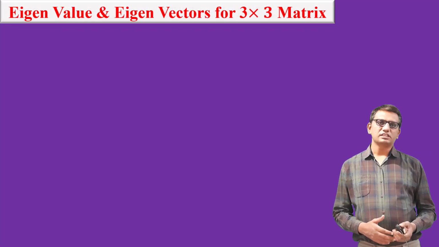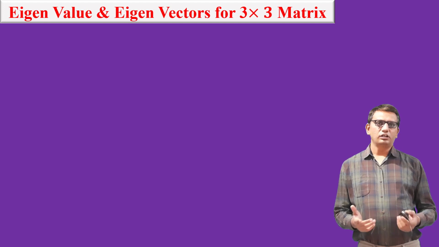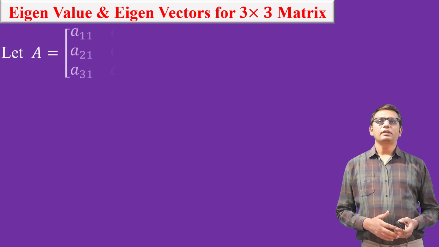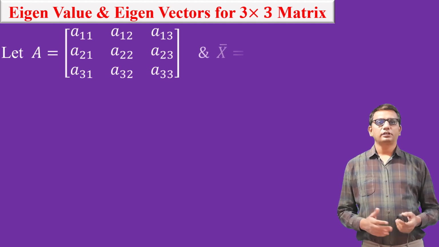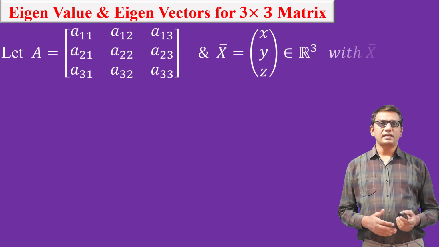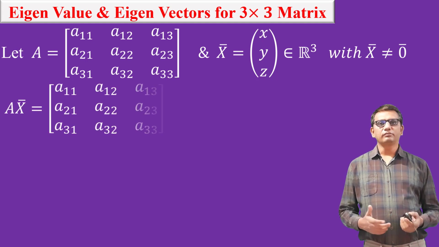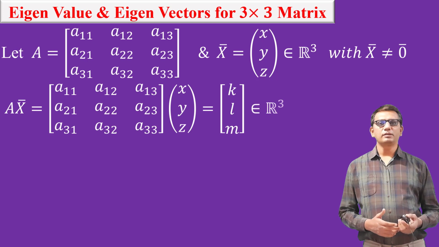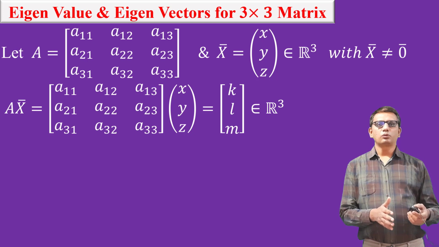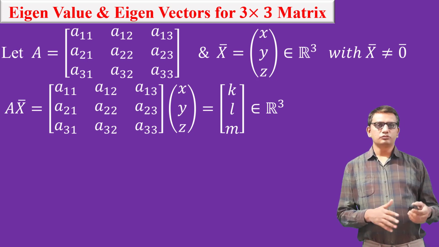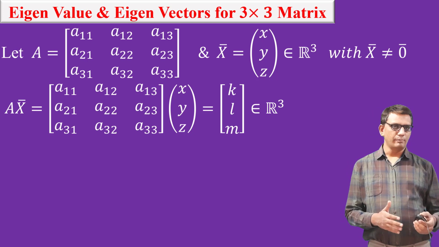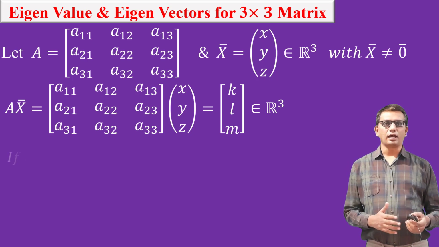So first of all, we will see what is eigenvalue and eigenvector. Already we know about the concept of eigenvalue and eigenvector, which is similar to this. Here A is a 3x3 matrix and x bar is any non-zero vector in R cube. If it is an eigenvector, then we can rewrite this matrix multiplication Ax bar as matrix A times column vector xyz equal to some resulting matrix KLM, and it is a new vector in R cube.